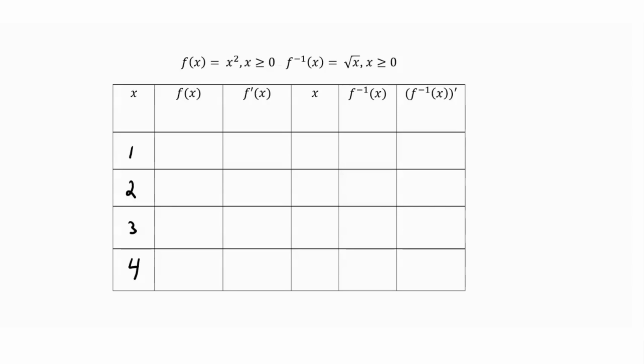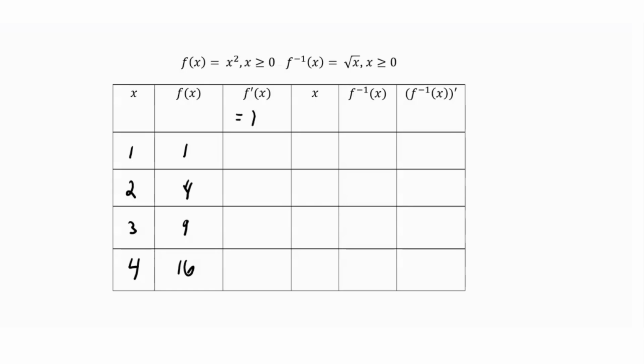All right, so let's start out with f of x is equal to x squared, which does have an inverse if you limit the domain to x greater than or equal to 0. If we find the inverse of that function, we would get root x. Let's look at the values 1, 2, 3, and 4. If I plug those into f of x, I'm going to get 1, 4, 9, and 16.